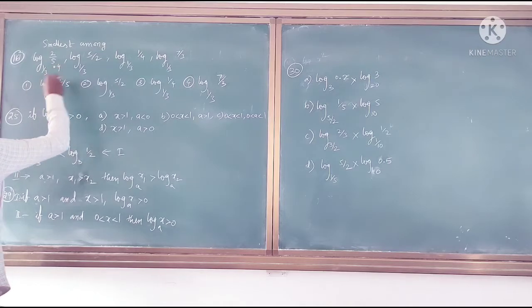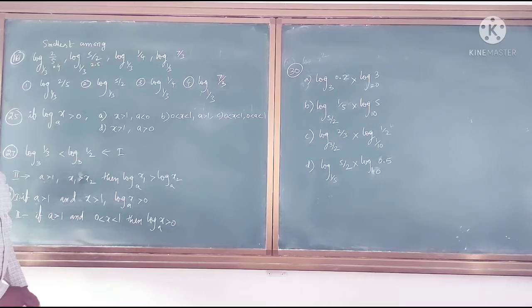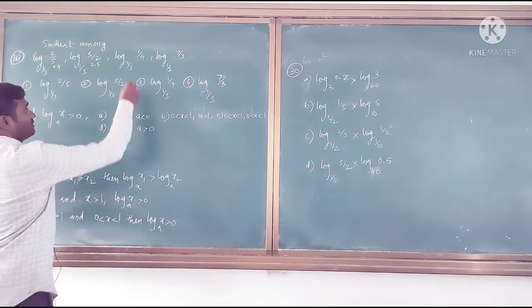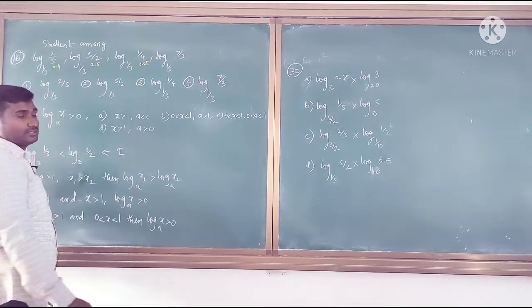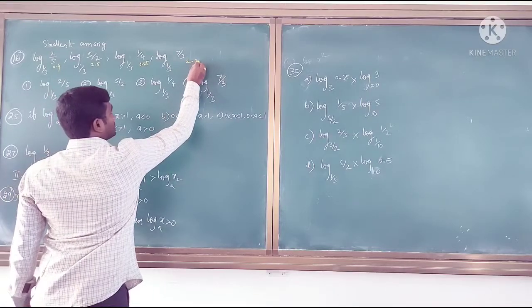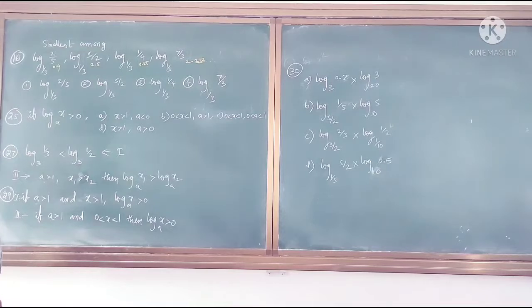5 by 2 is 2.5. Okay. Next, 1 by 4 is 0.25. 7 by 3 is 2.333, and so on will come. Yes, sir. So among these, which is the greatest number?